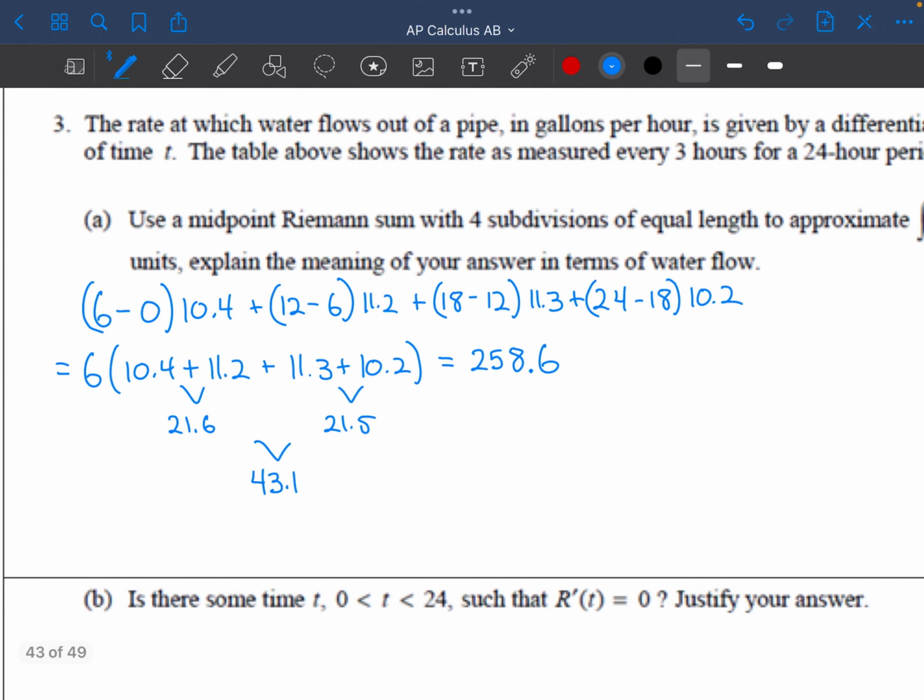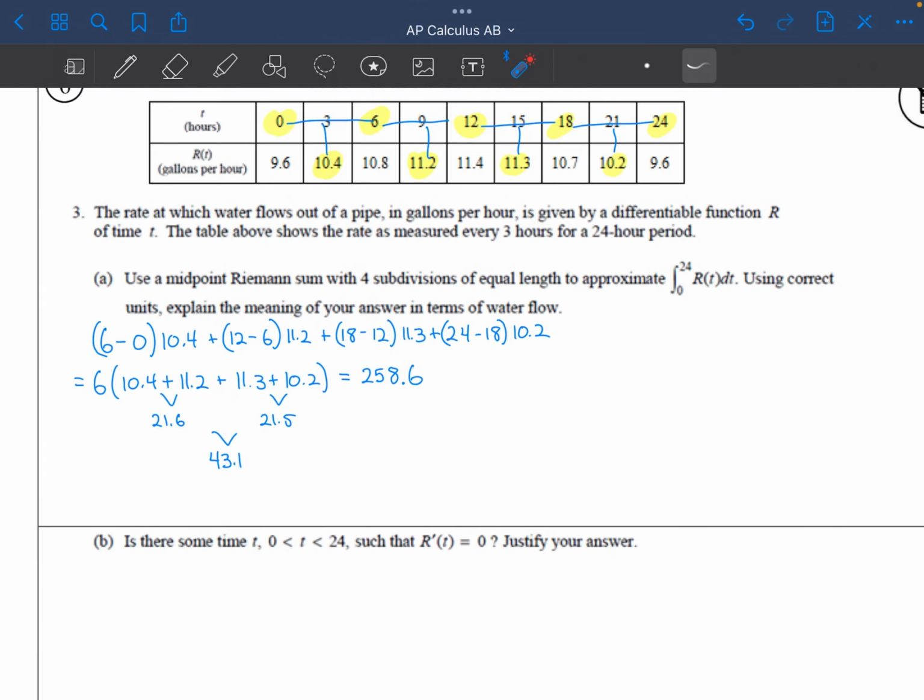All right, so that's only the first half of the question, so be careful, right? Using correct units, explain the meaning, and then here's the key: in terms of, you need to use this word. If you don't use water flow, you're not doing the right problem. You're not doing it correctly.